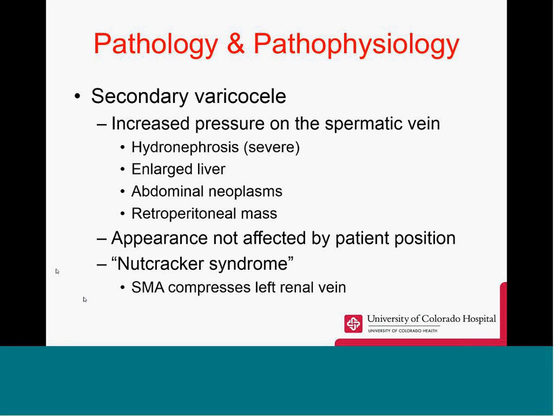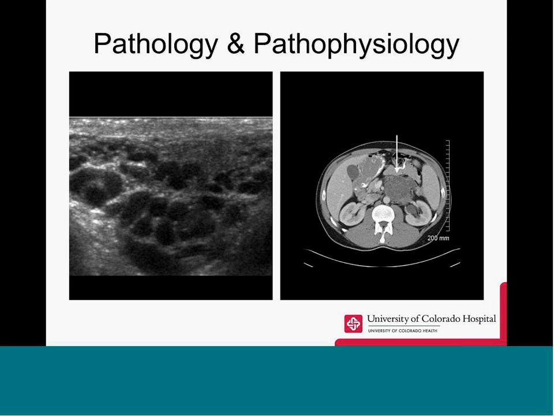Nutcracker syndrome is also a cause. It's when the SMA, your superior mesenteric artery, compresses the left renal vein. Here we can see a secondary varicocele, a CT on the right showing a retroperitoneal mass. Scrotal ultrasound shows us a varicocele.